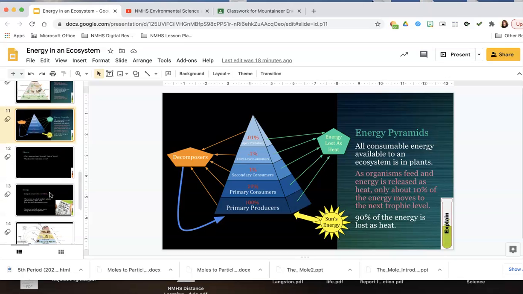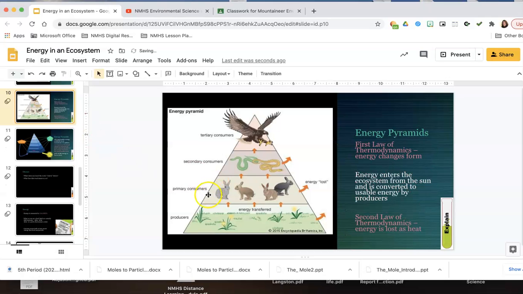So here we can see sort of an overview of this. Here we have an energy pyramid. We have all consumable energy available in the ecosystem, or in the plants, 100%, primary producers, right? And then as you go up the energy pyramid, only 10% of the energy moves up to the next level. So when we talked about primary producers, only 10% of that energy is going to be transferred to the rabbits. Maybe that explains why rabbits eat a lot of grass, right?